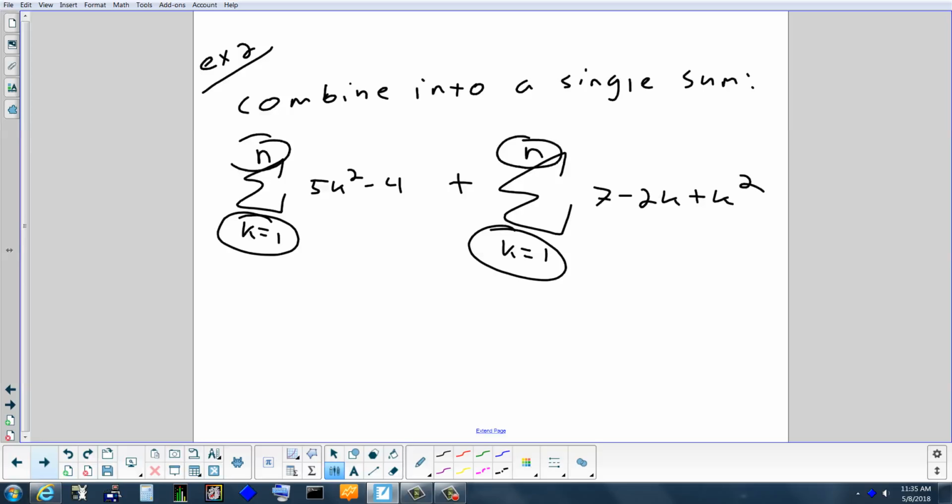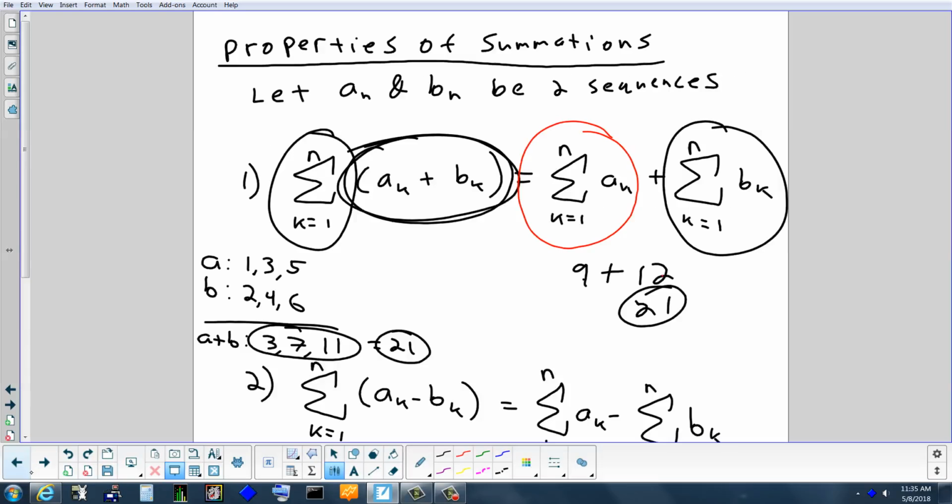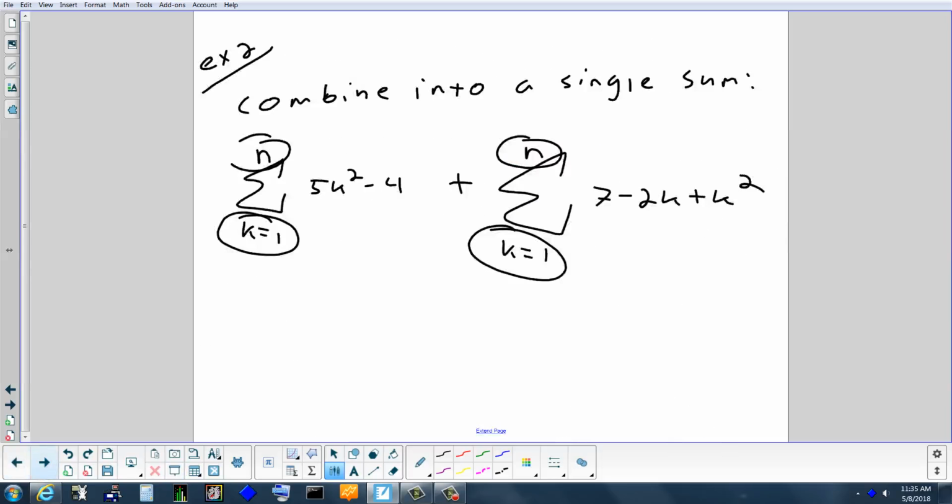So when you combine this into a single sum, we're going to use the first rule right here. They both start at 1, they both end at n. So when I combine them together, it's going to start at 1, it's going to end at n. I'm just copying that over from the ones on the right. So start at 1, end at n.